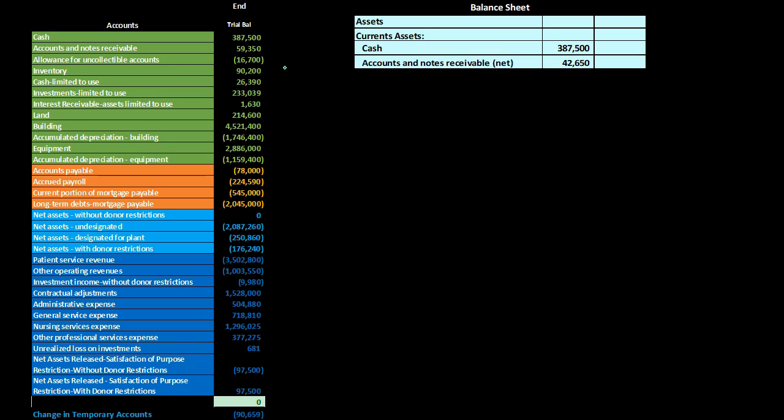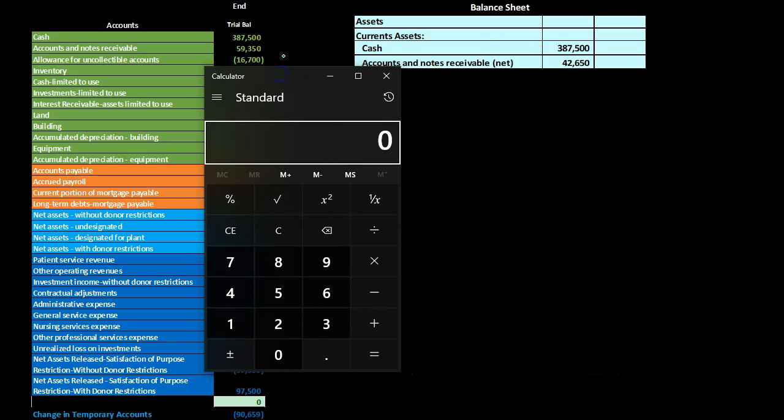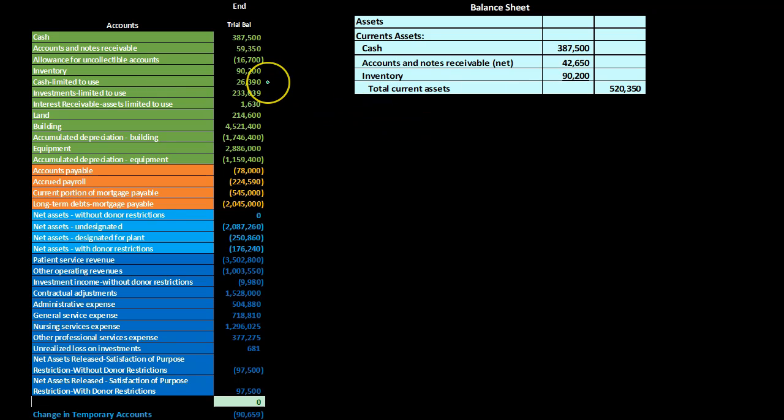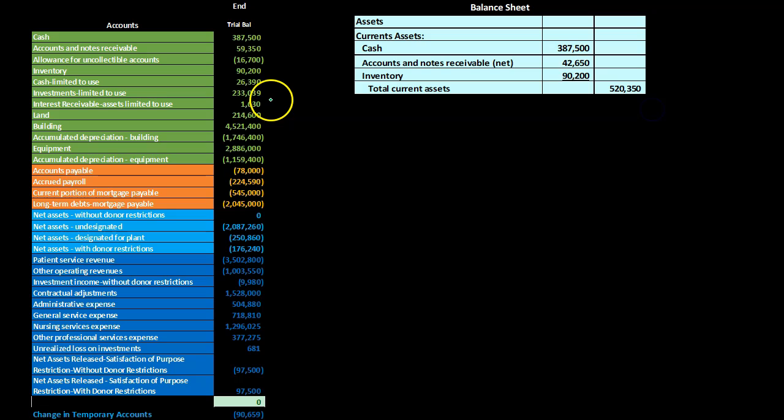Then we're going to have the accounts receivable that is recorded net. What that means, of course, is that we have the accounts receivable at 59,350 minus the allowance for uncollectible accounts, 16,700, giving us the net amount of receivables, 42,650. Next, we have the inventory at 90,200. Then we have the total current assets. Note that is in the outer column. We're summing these up in the outer column. That, of course, is the 387,500 plus the 42,650 plus the 90,200 for 520,350. We've now found a home for all of these items down to inventory.